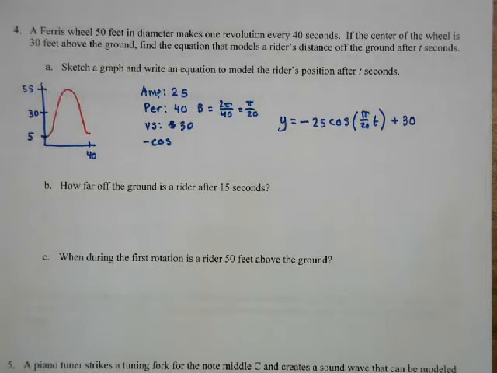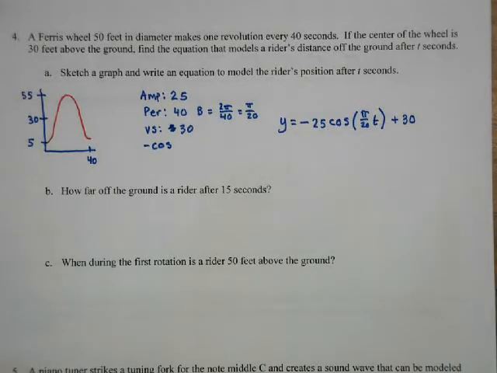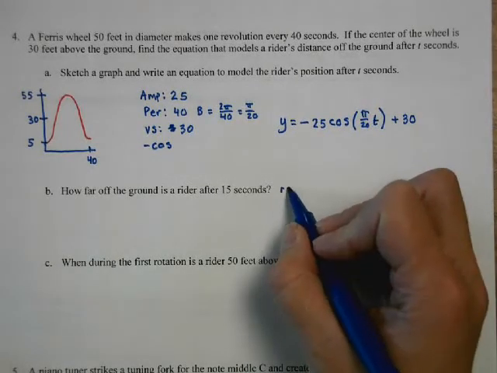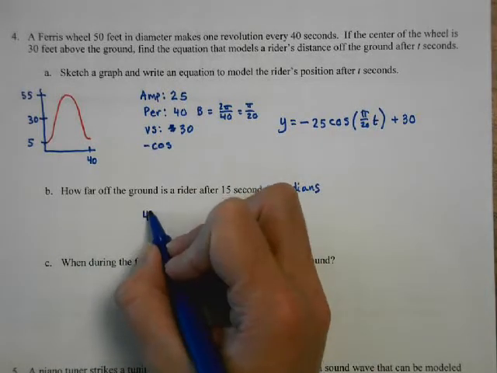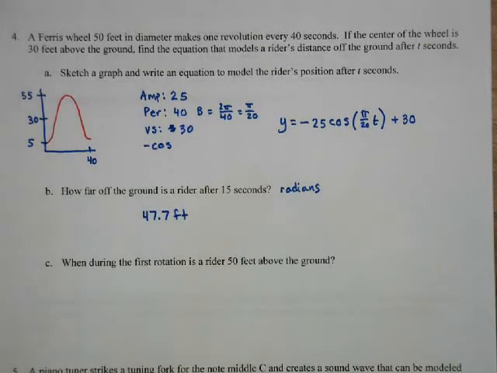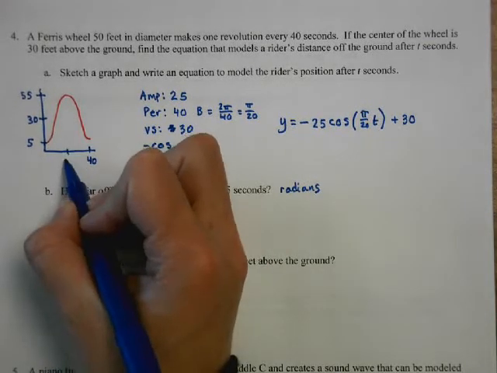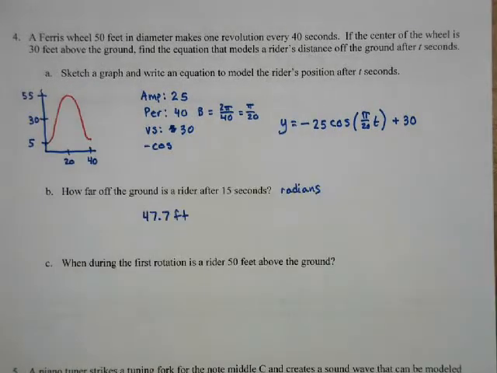So how far off the ground is the rider after 15 seconds? You'll plug 15 into here. Make sure your calculator is again in radians. So this would be 47.7 feet when you plug that in, which should make sense because if this is 40, this is 20. So at 15, you're about here on our curve.